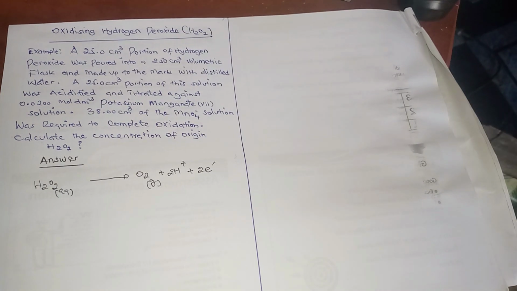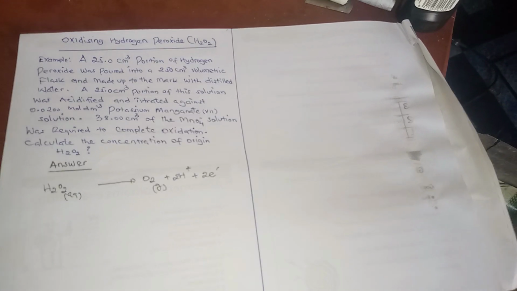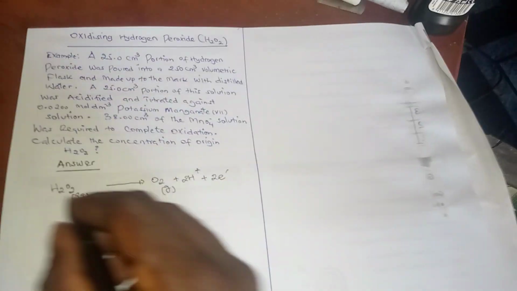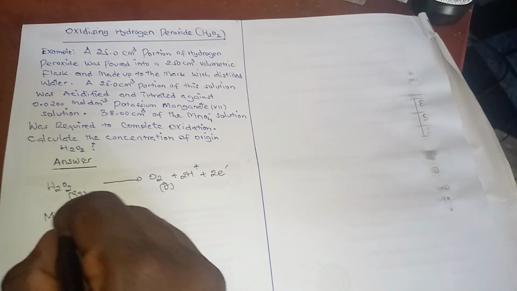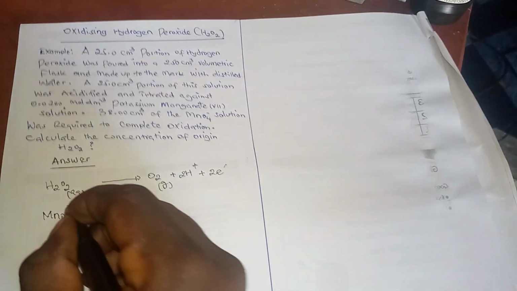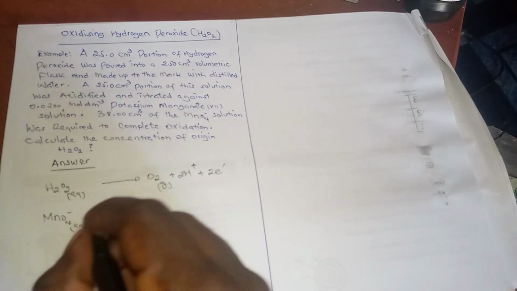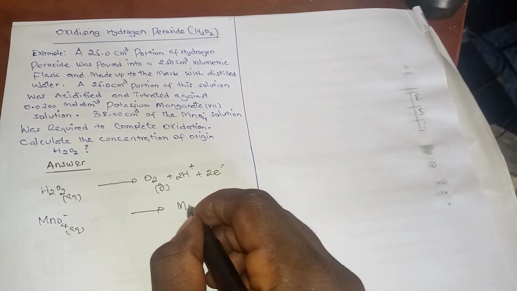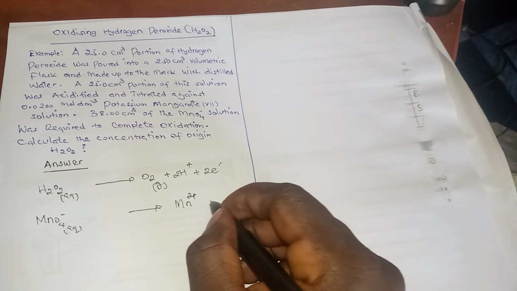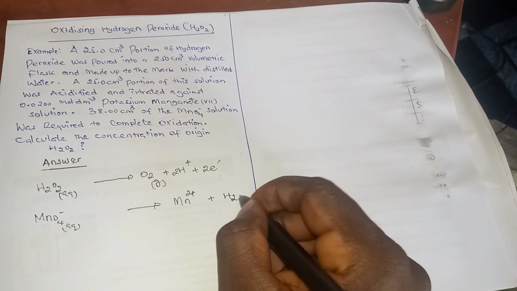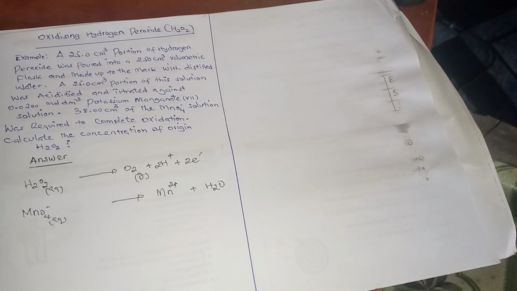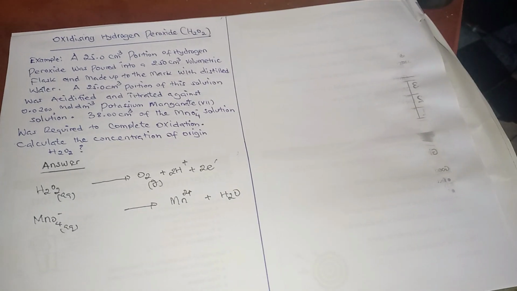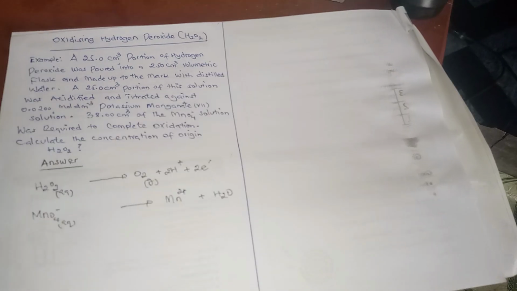The next is to show the half equation for potassium permanganate. As you know, manganate, and even this is aqueous, this gives manganese 2 plus, water. Here we are using water to balance this equation because in the question they told us it was acidified. So to balance in acid, we have to use this water.